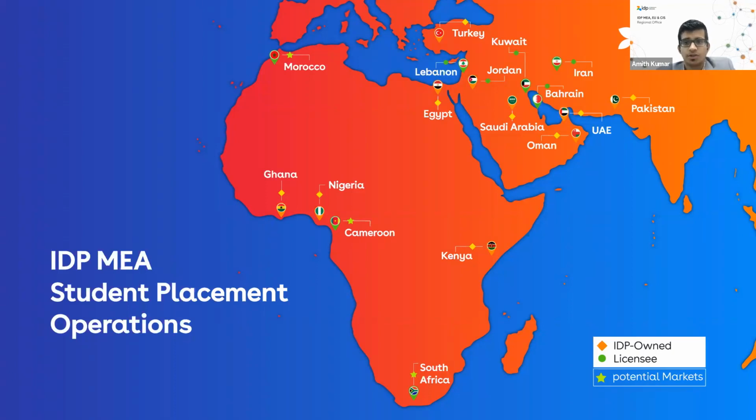So basically we have 2 models in this region: IDP owned and licensee. IDP owned means it's solely run by us. With licensee, we have a local partner that assists us in the operations. It's in countries such as Kuwait, Iran, Jordan, Bahrain, Lebanon. This is primarily because in some of those countries, we cannot have a fully invested organization, or sometimes the market is not big enough for us to go all in. You'll see a few countries have been starred. These are the countries where we are currently looking to expand. So these are potential markets, right? Moving on to the next slide.